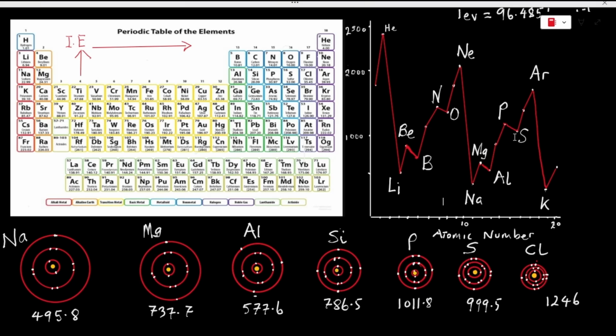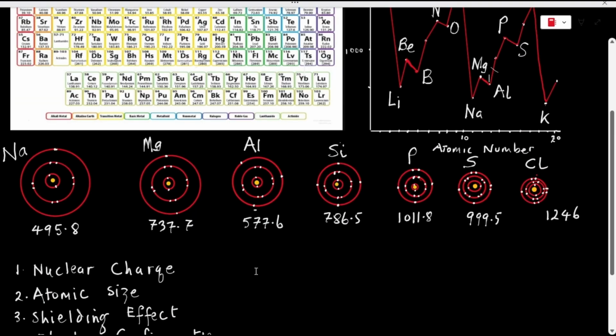But in general, you see that there is an increase in the ionization energies across the period. From lithium to neon, there is a general increase in the ionization energy, and from sodium to argon in the third period, we see a general increase in the ionization energies. But what is accounting for that?